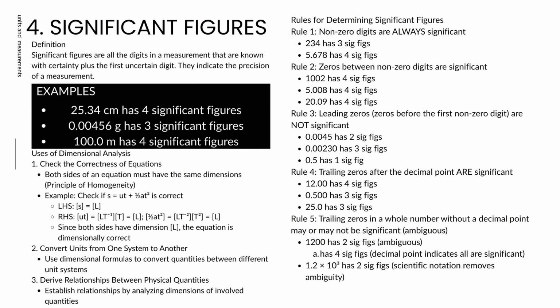Rule 5. Trailing zeros in a whole number without a decimal point may or may not be significant. For example, 1200 has 2 significant figures.